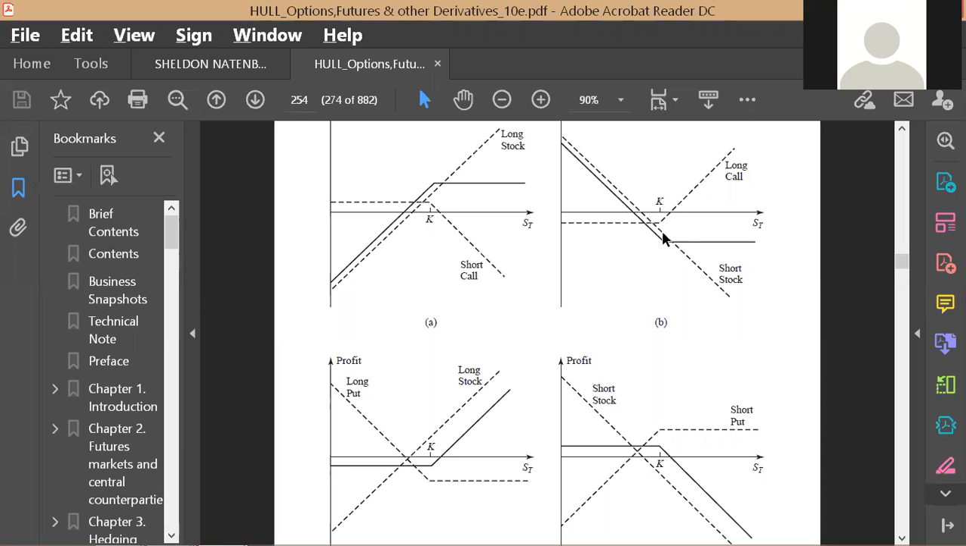So as the market drops below K, I should be making money, which means for all prices below this, my plot should be above the zero line. So if I'm short at 100 and the market is at 80, then I'm making $20.